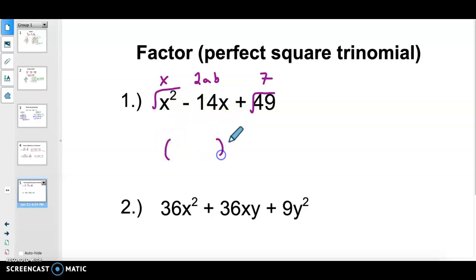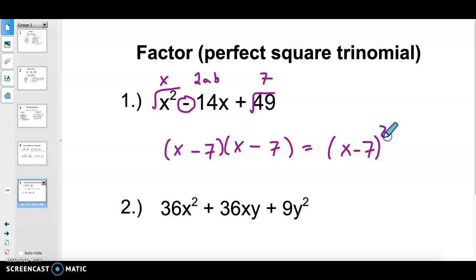Filling in our parentheses, square root of the first term was x, so x goes first in both. Square root of 49 is 7, and the way to determine which sign to put for these is whichever sign comes first, that's the sign you're going to use. So since it's a minus, we're going to do a minus and a minus. The other way to write this is x minus 7 squared. So both of those would be acceptable answers.